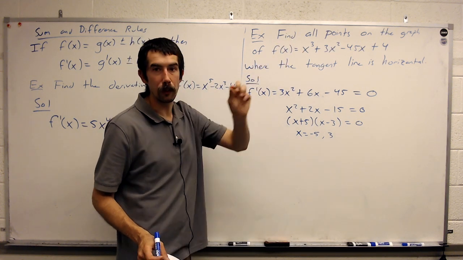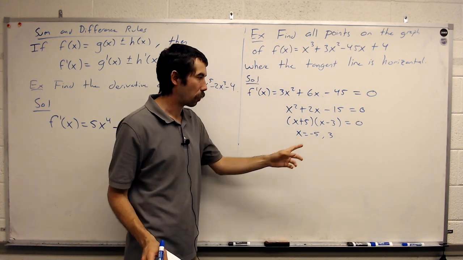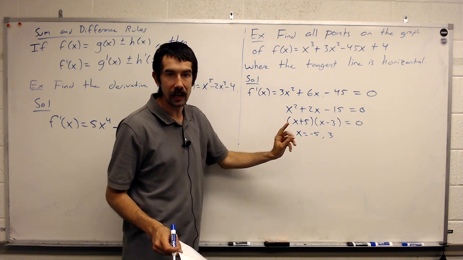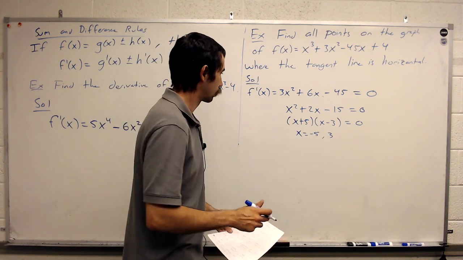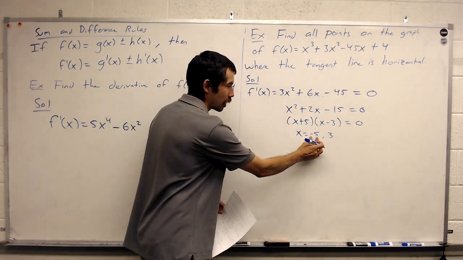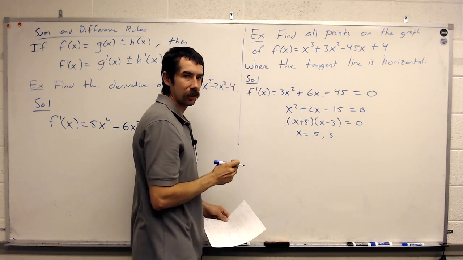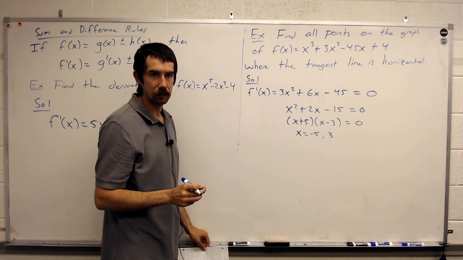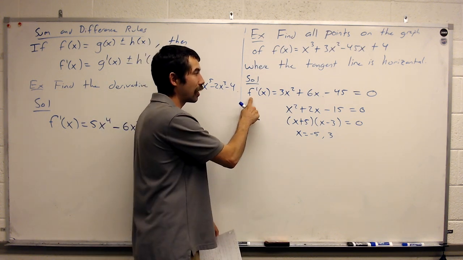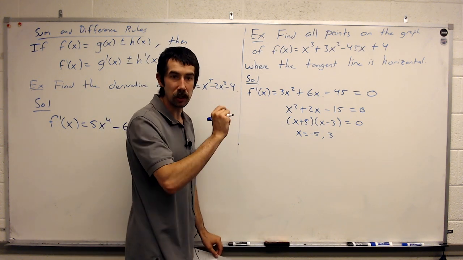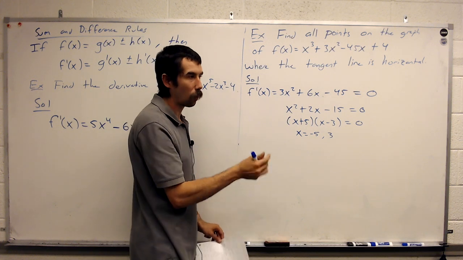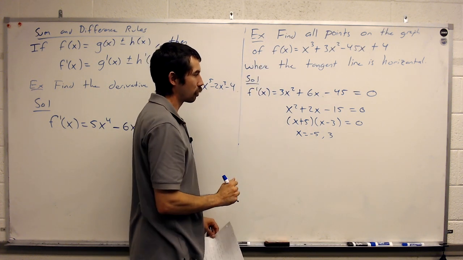Find all points. A point has an x value and a y value. We only have the x values, right? So we need the y values as well. So the way we get the y value is we sub x into our original function, right? Our original function gives the y values. You do not sub it into the derivative. The derivative gives slopes. We want the y value. The original function gives the y value.